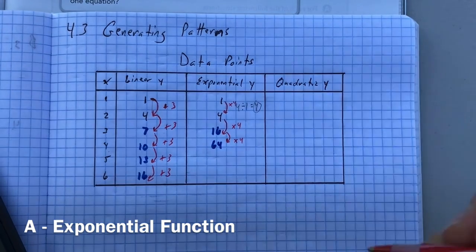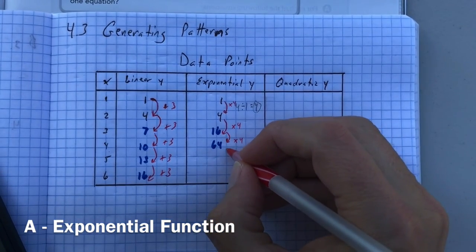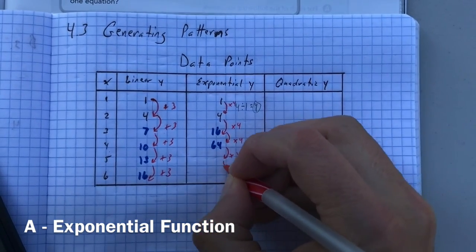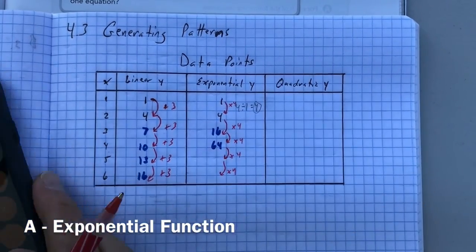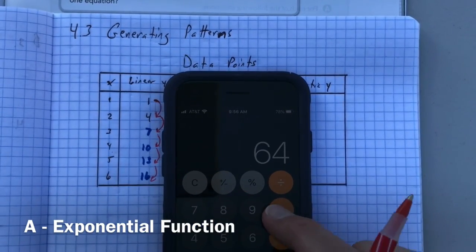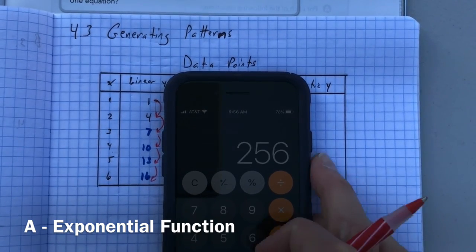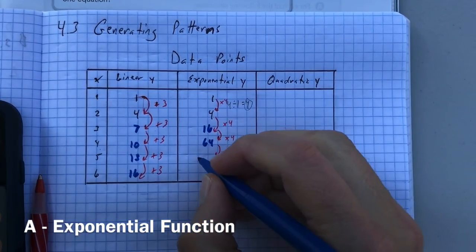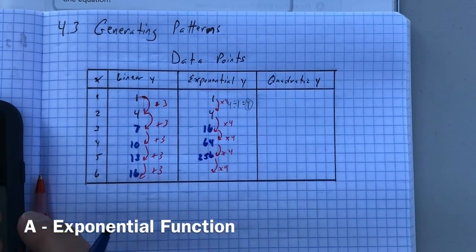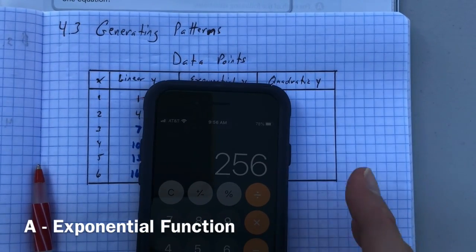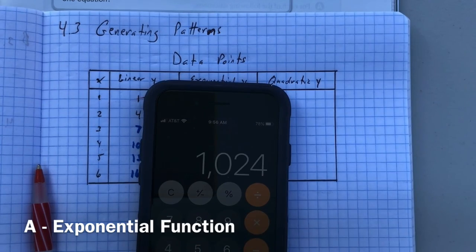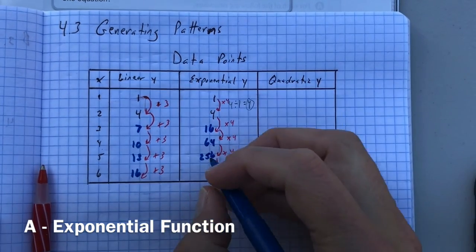And again, that times 4 pattern is going to go all the way through. So then times 4 and times 4. So if I do 64 times 4, 256, and then 256 times 4, 1024.